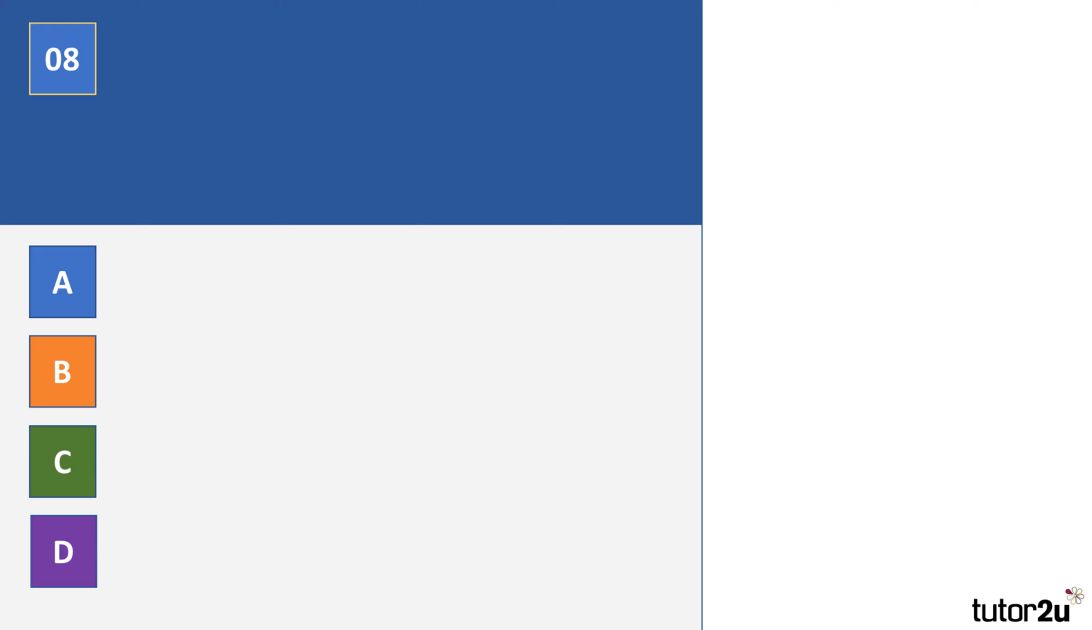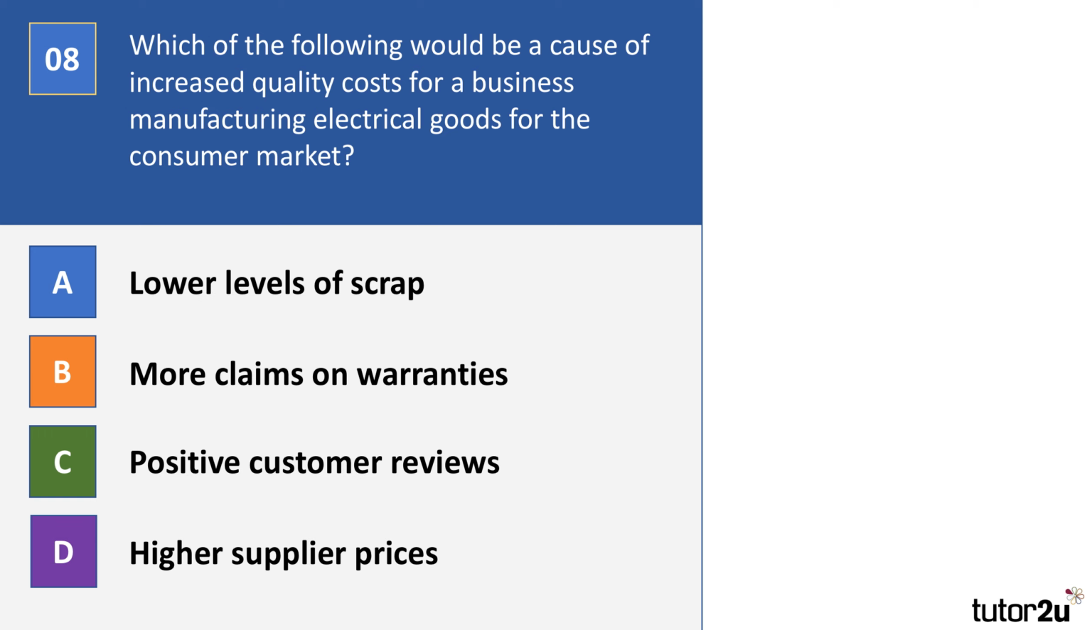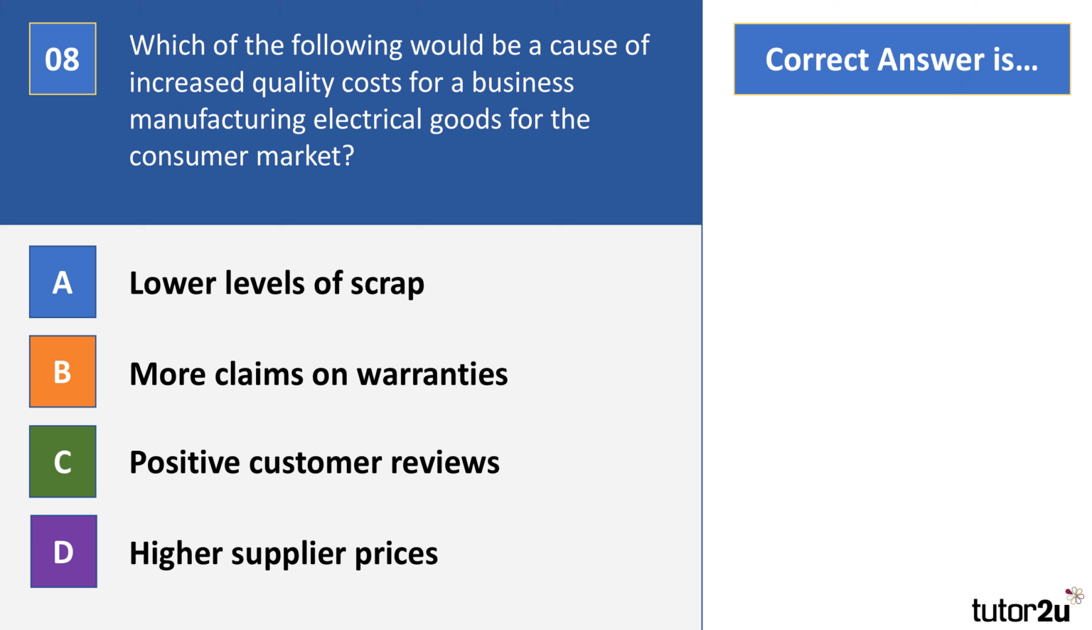Next question. Which of the following will be a cause of increased quality costs for a business manufacturing electrical goods for the consumer market? So quality costs for a manufacturer of electrical goods for consumers. Here are the 4 selections. Pause the video, have a go. And if you've had a go, written your answer down, hopefully you've written answer B.